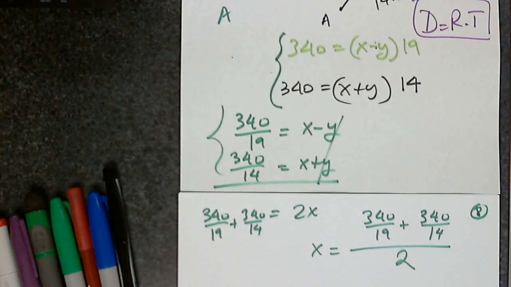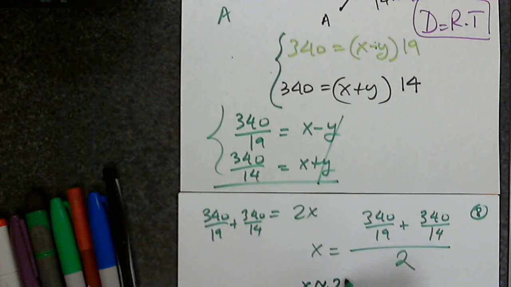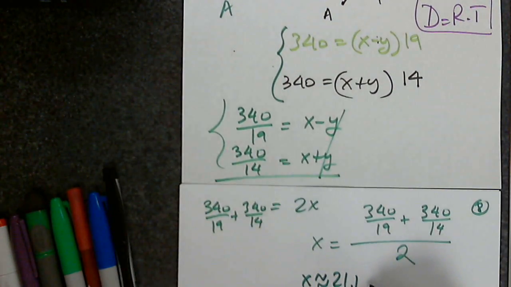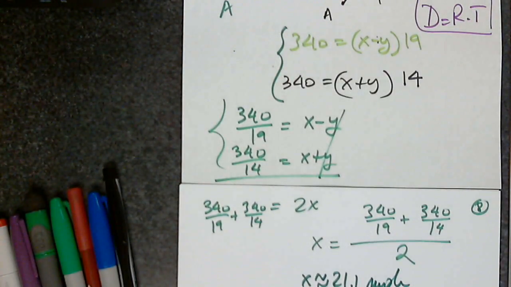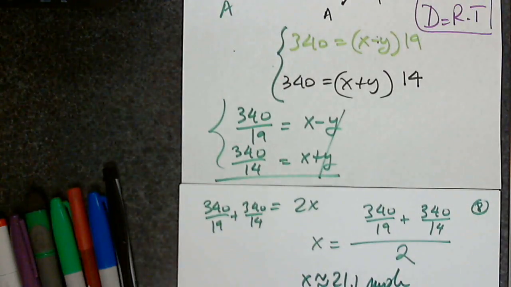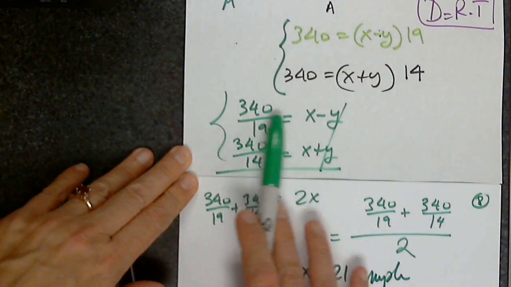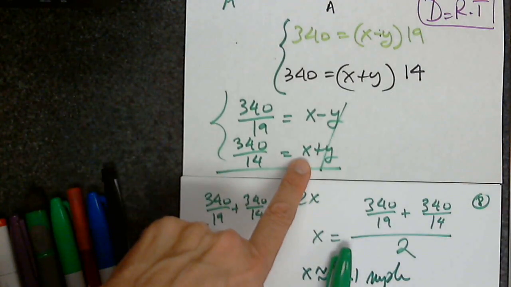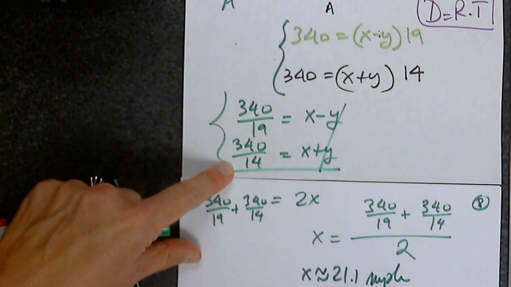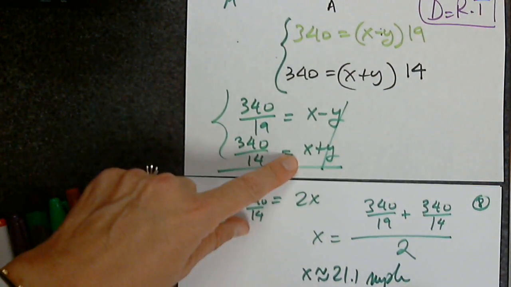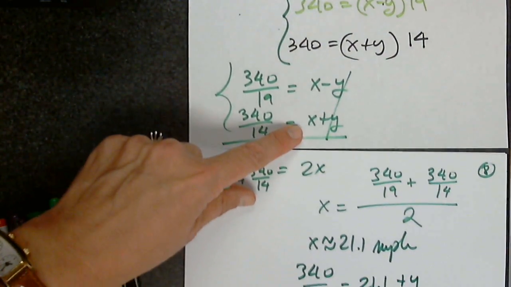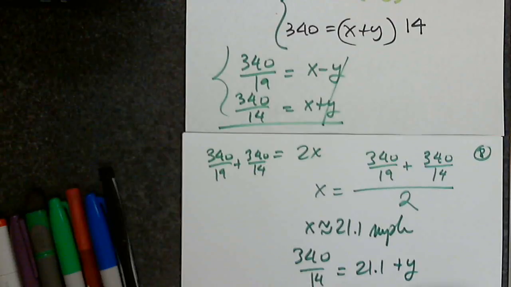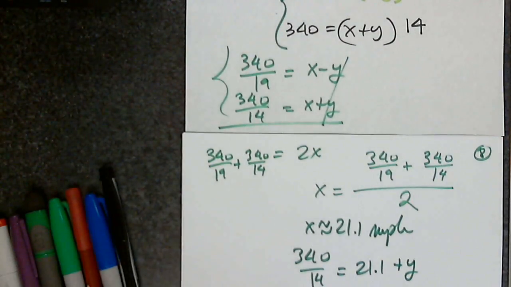To the nearest tenth, so I will say x approximately 21.1. And not miles, but what? Miles per hour. Okay. So that is my answer for x. Now I go back anywhere I want and determine y. So for example, I would like to then go back here. So I will say 340 over 14 equals x, which is 21.1 plus y. Therefore, y will be 340 over 14 minus 21.1.